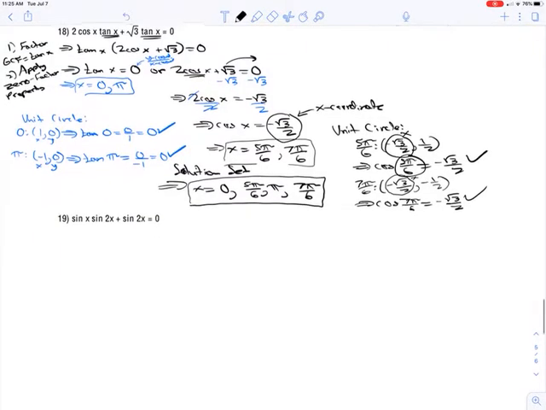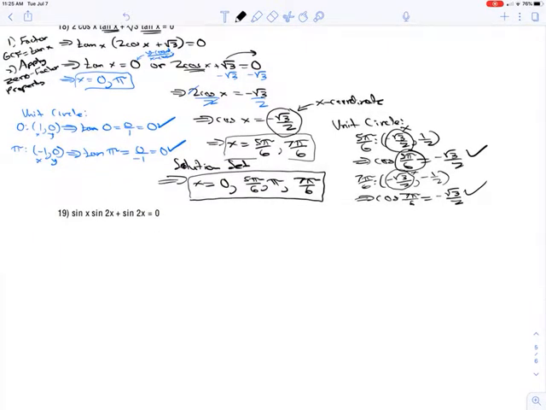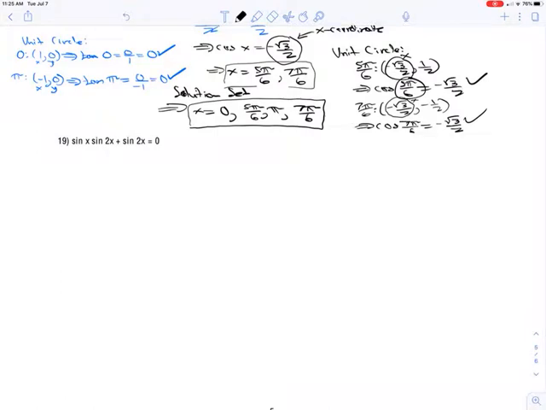Now our last one, problem 19. I like 19. 19 involves identity. All right, we've got a double angle identity. That should be our first step.